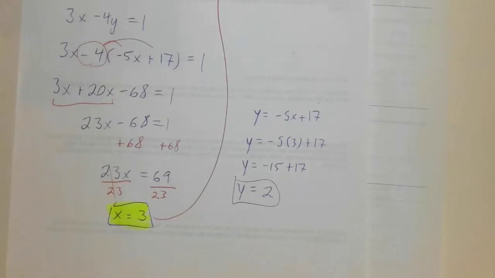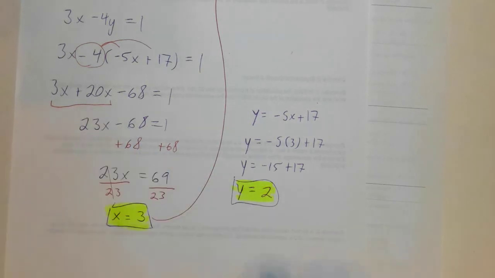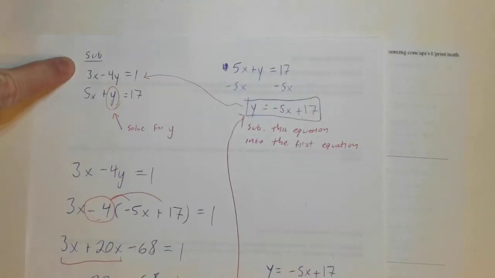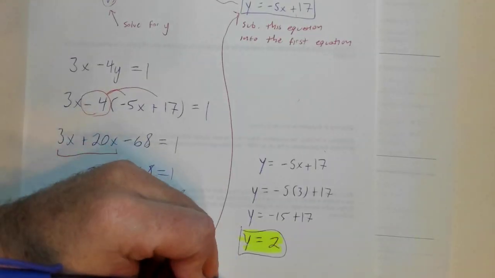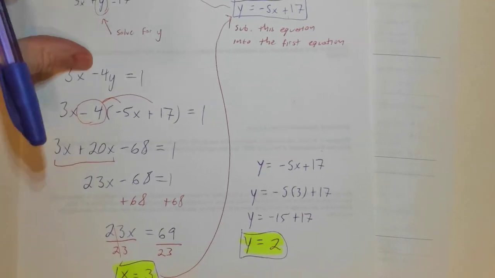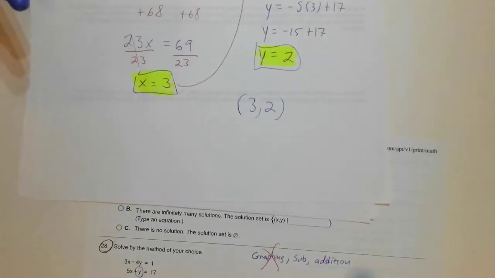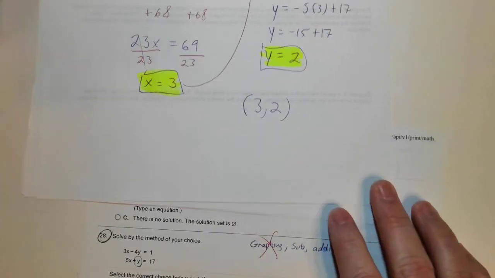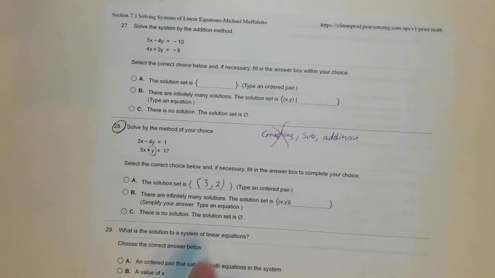Now, what I should say is you can check this by substituting both values into both equations. That's what the book says to do. And if you have time, do that. First, you want to finish the test. When you take the test, you want to finish the test, and then if time remains, check your answers. Okay. So don't forget your parentheses on these.